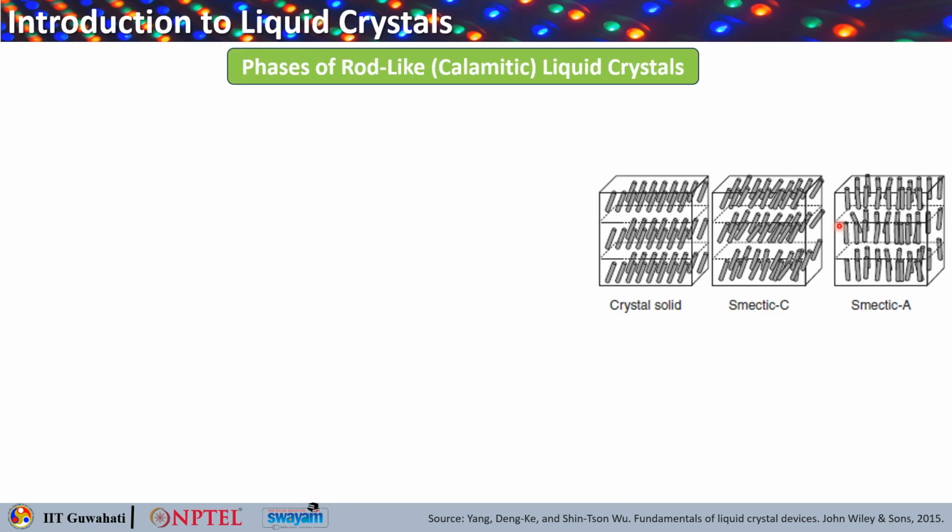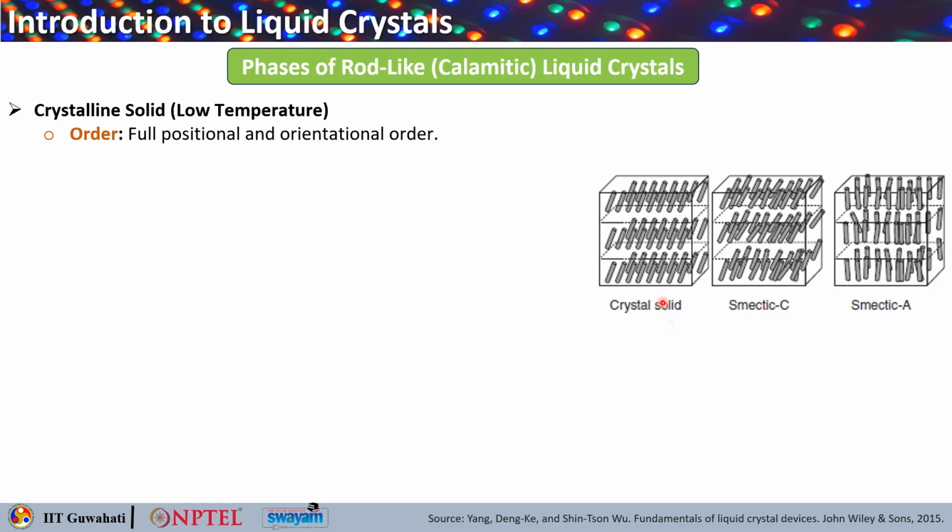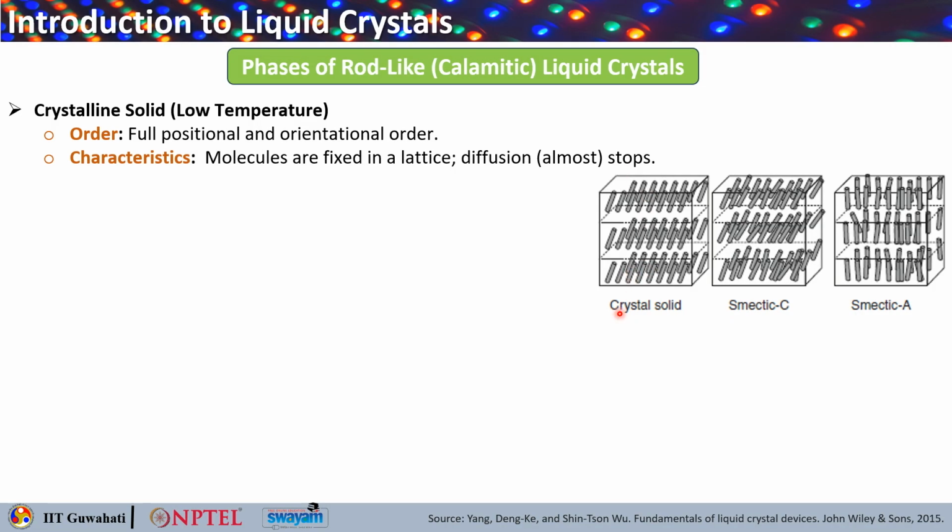Now, let us go into the details of the rod-like or calamitic liquid crystals. We will start with the low temperature one, that is the crystalline solid. Here you can understand that we see full positional and orientational ordering of the liquid crystals. The molecules are fixed in the lattice, and the diffusion almost stops. The only thing you can see here is that they are slightly tilted, and that is their orientation. The translational viscosity becomes infinitely high, so nothing drifts or moves.